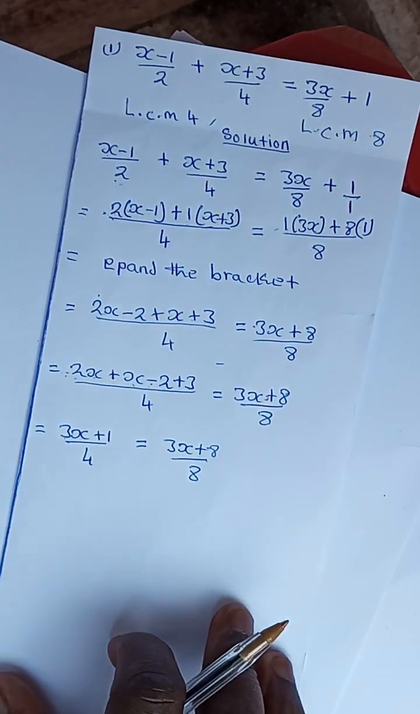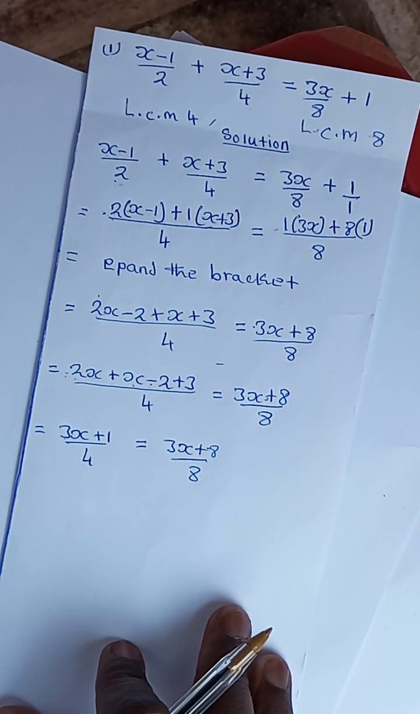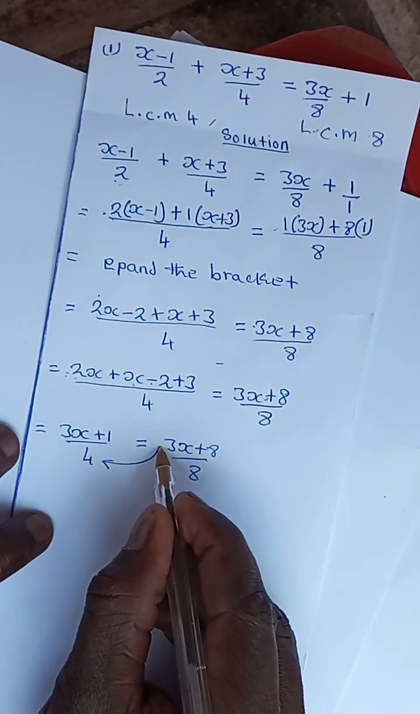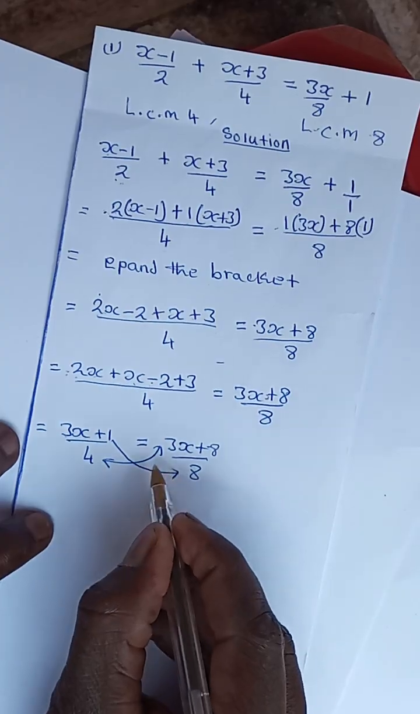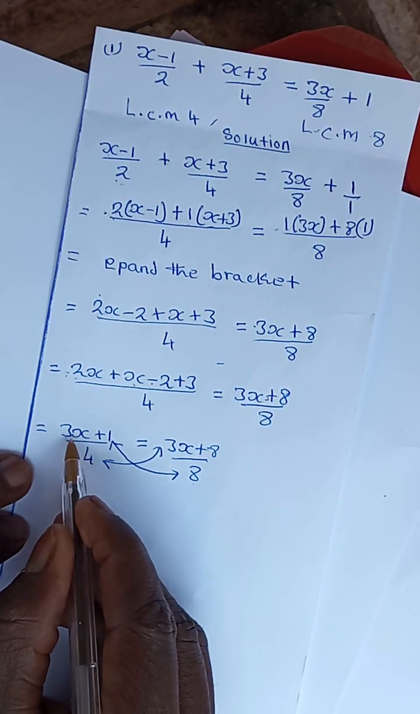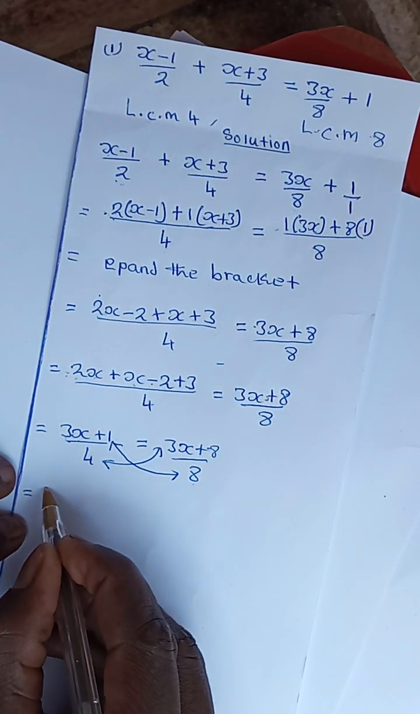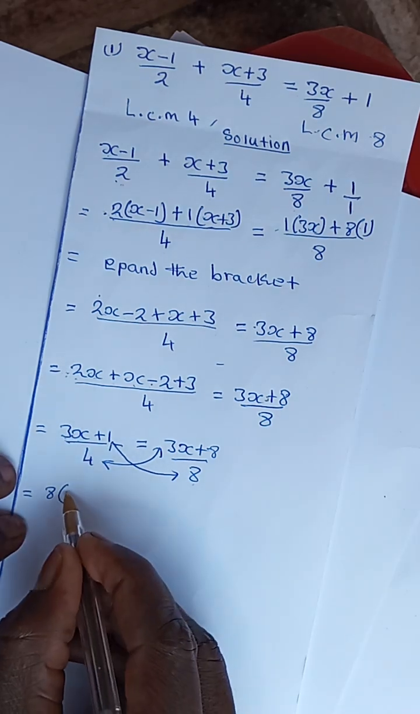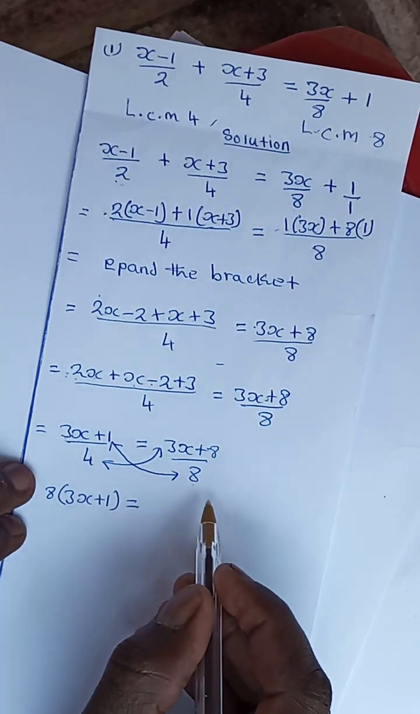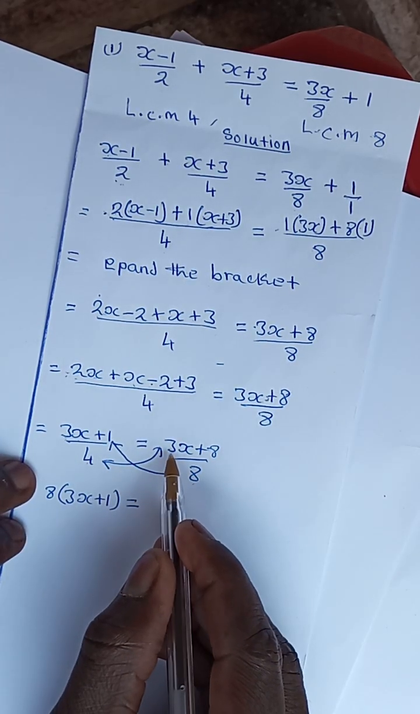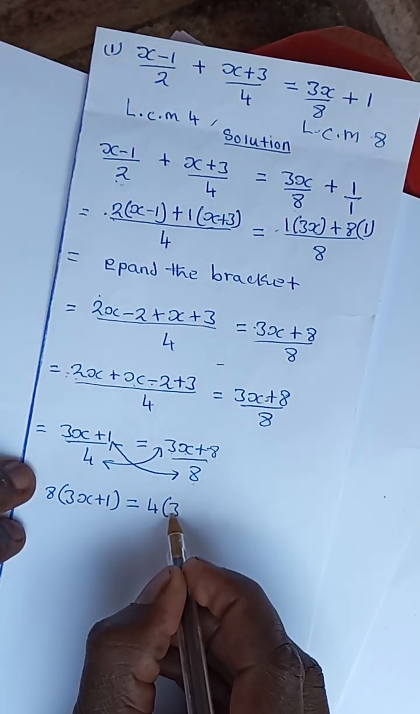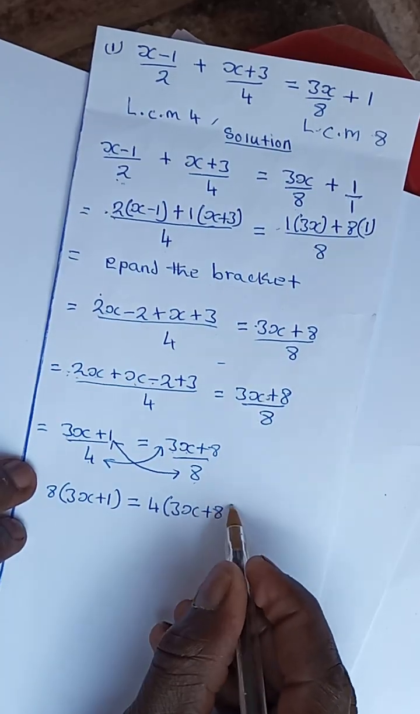Now the next step, what we are going to do, we are going to cross multiply. We multiply this one and this one. Now multiply 8 by 3x plus 1. We say 8 multiply by 3x plus 1 equals to, we multiply 4 by 3x plus 8.